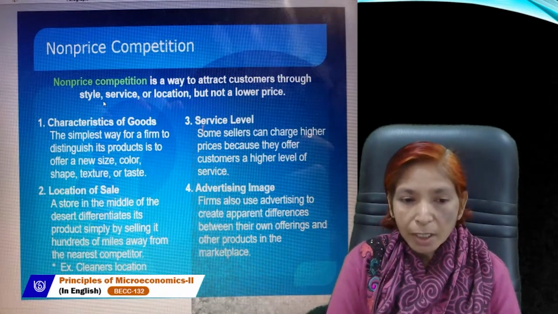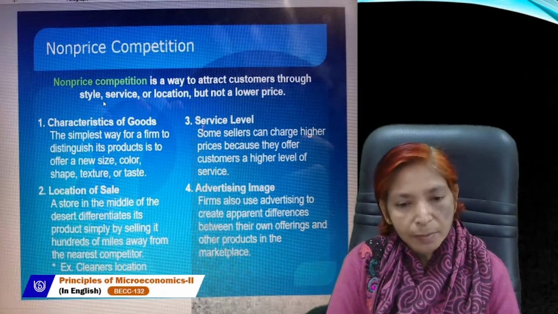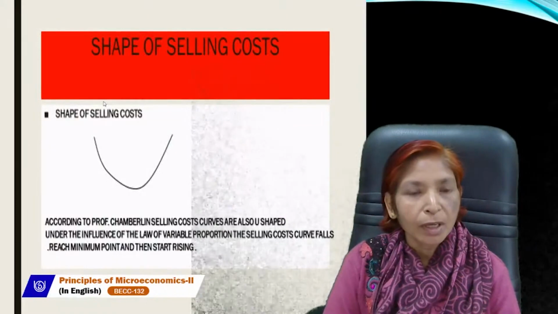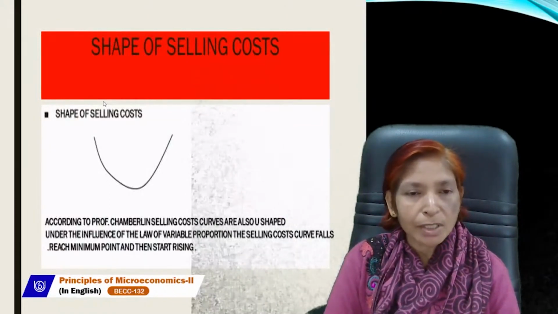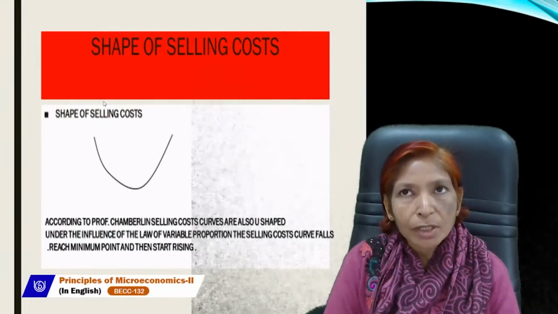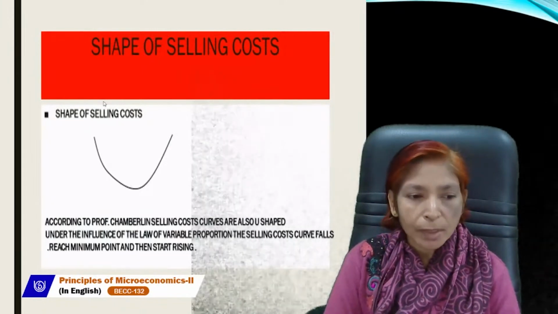And advertising image: firms also use advertising cost to create apparent differences between their own offering and other products in the marketplace. Now, the shape of selling cost. Selling cost is also a very important concept which always exists in this market. Selling cost is an important feature in this market, and the shape of selling cost is always a U-shaped curve.